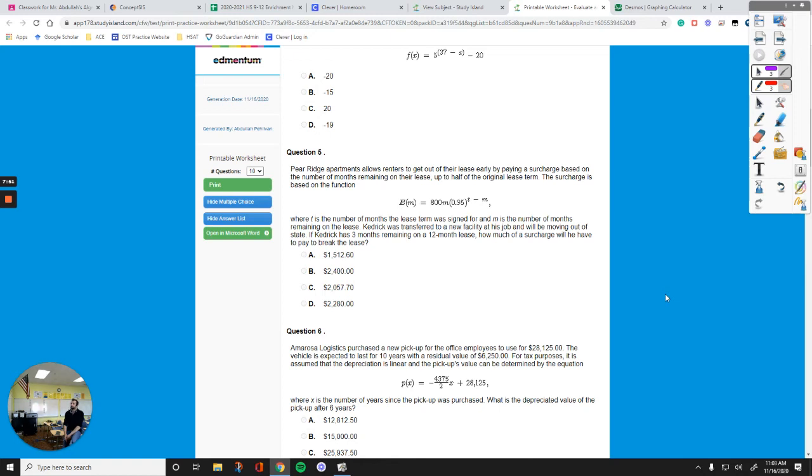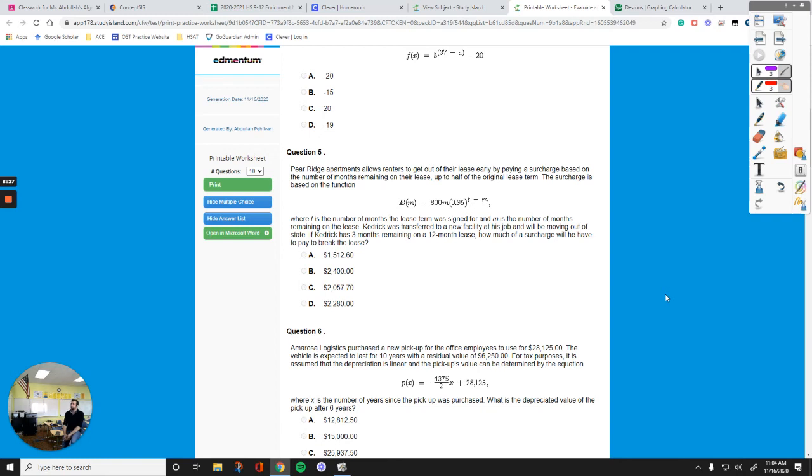Let's see this. Peerage Apartments allow renters to get out of their lease early by paying a surcharge based on the number of months remaining on their lease up to half of the original lease term. I think M stands for the number of months. The surcharge is that equation where T is the number of months the lease term was signed for, and M is the number of months remaining on the lease. Okay, if it is a 12-month lease, T equals 12. If 3 months is left, M equals 3.